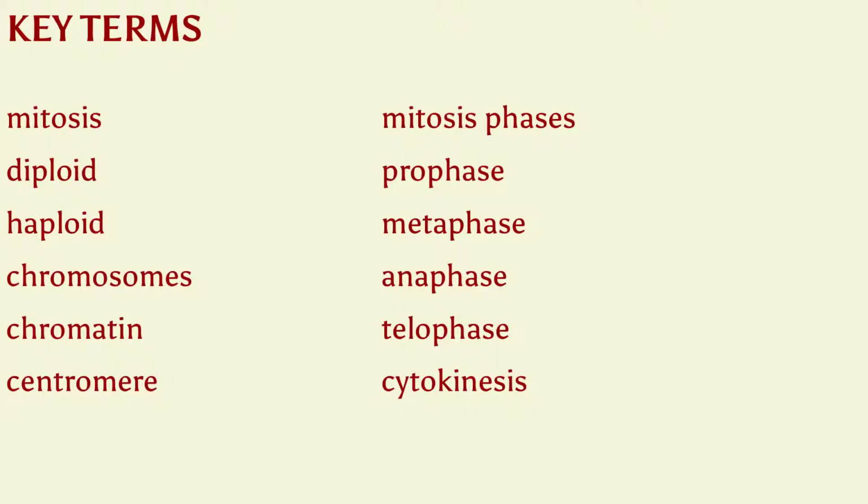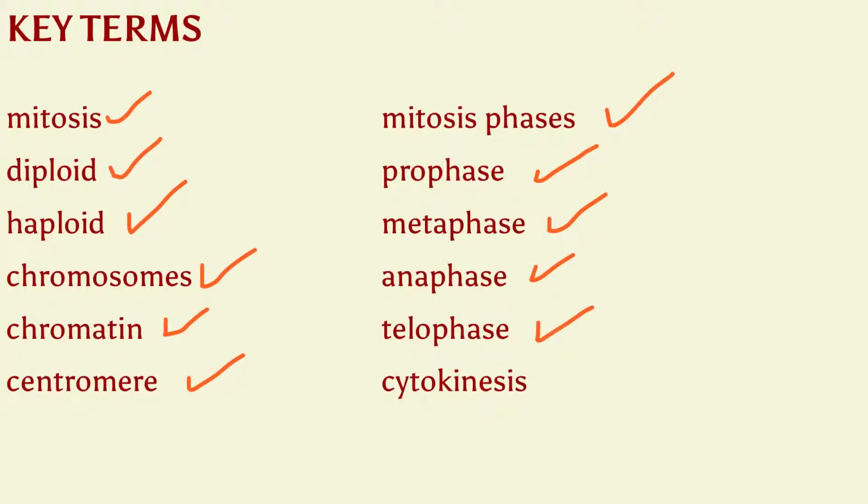I've got a list of key terms here. I would recommend checking the slides, or even better, checking the Quizlet sets to get the definitions, and also to help you do some studying and reviewing. So some terms that we're going to take a look at today and talk about: mitosis, diploid, haploid, chromosomes, chromatin, centromere, the mitotic phases, prophase, metaphase, anaphase, telophase, and cytokinesis.